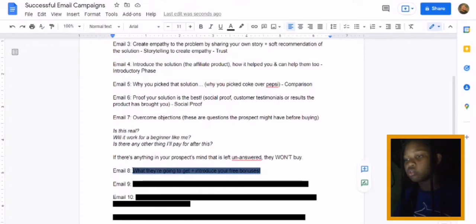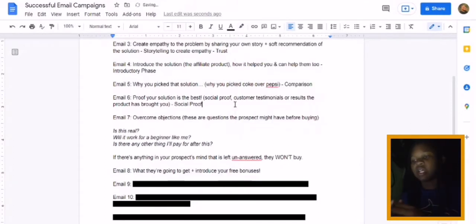Now, moving on to the 8th email. What are they going to get? I believe that when you were introducing the solution, you must have mentioned what they are going to get, but you have to keep on reminding them about what they are going to get, and also introduce the bonuses. Sometimes people will buy products just because of the bonuses they are going to get, not really because they want the product, but because of the bonuses that come with the purchase. So you must always add bonuses.